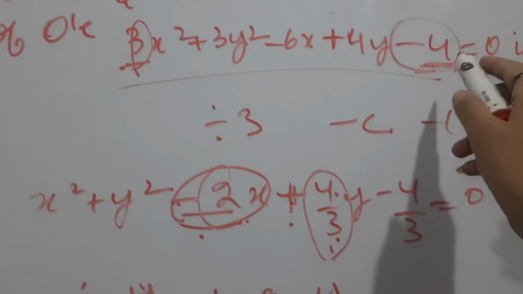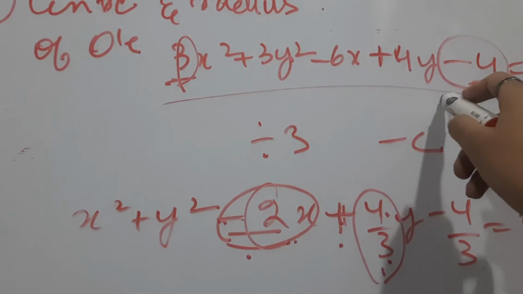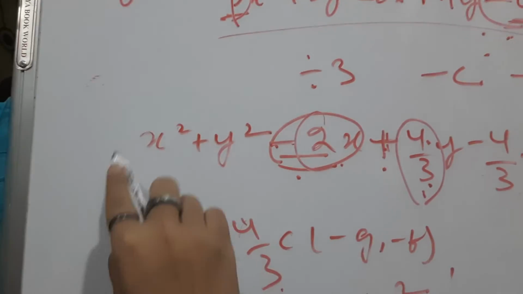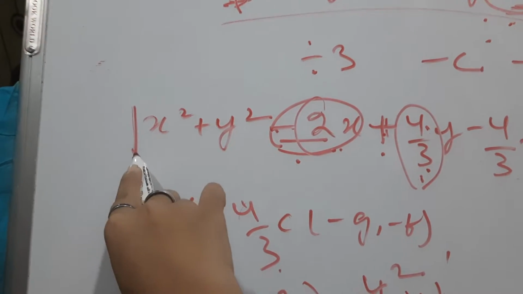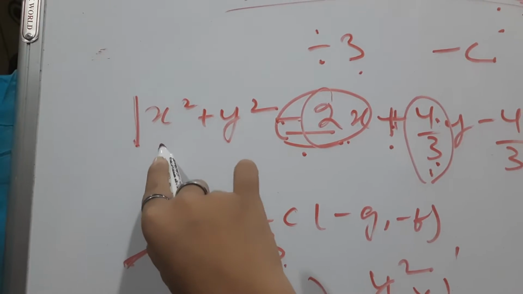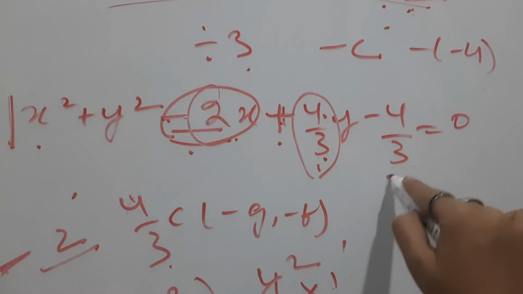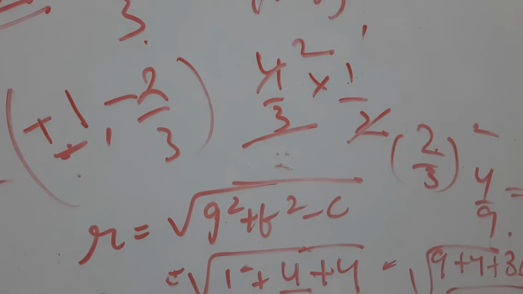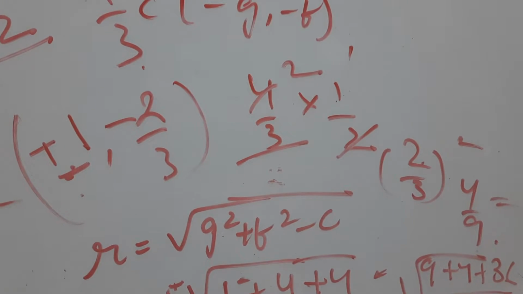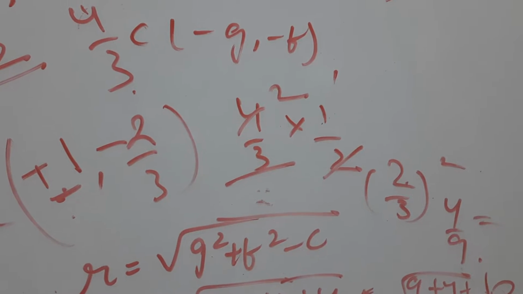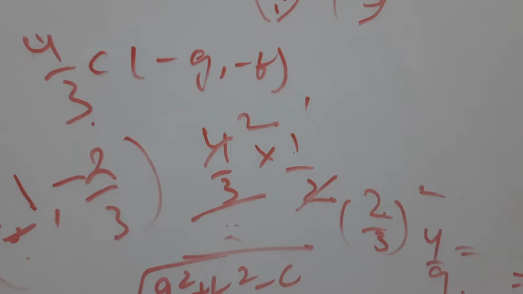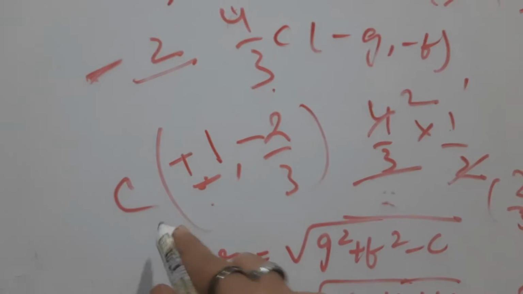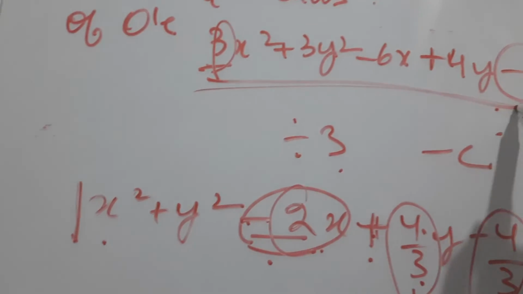I took the question's minus 4, but I have to take the constant from when we divided by 3, when we got 1 as our coefficient of x square. That constant we have to take. So that is minus 4 by 3, which becomes plus 4 by 3 here. So here you get 12 by 9, which is nothing but 5 by 3, your answer. So you got the radius and you got the center of this equation.